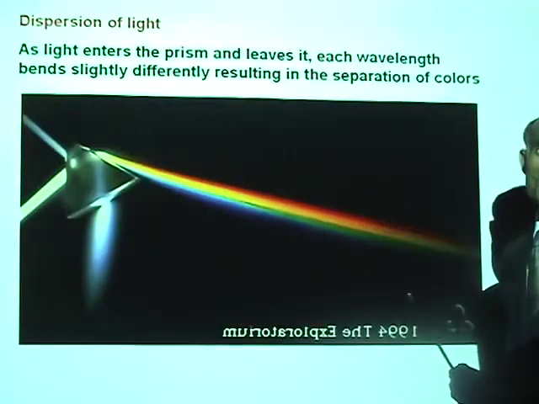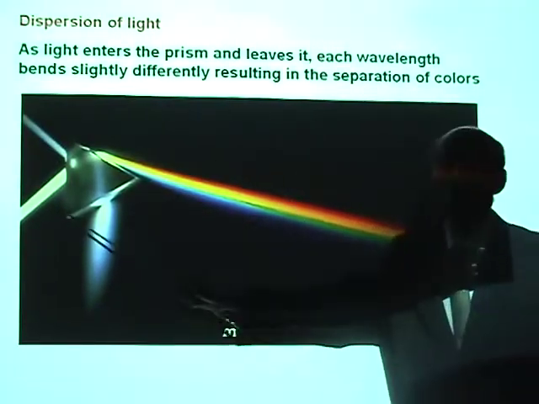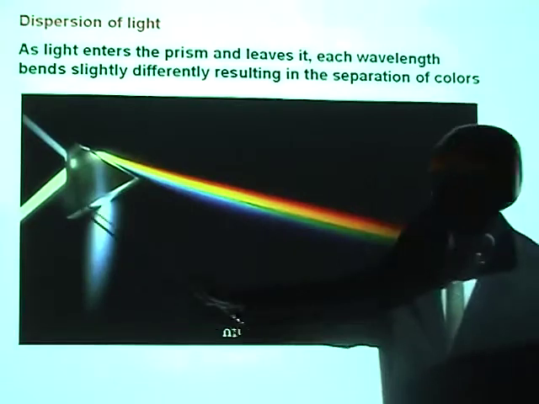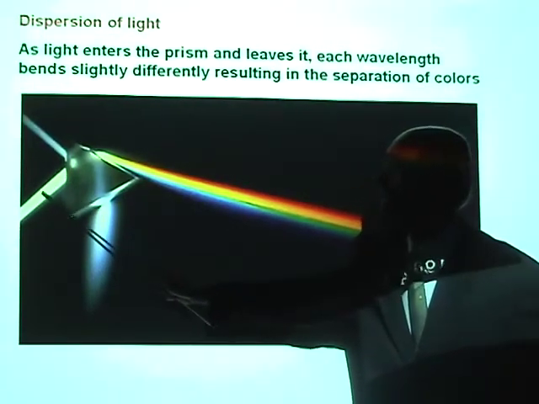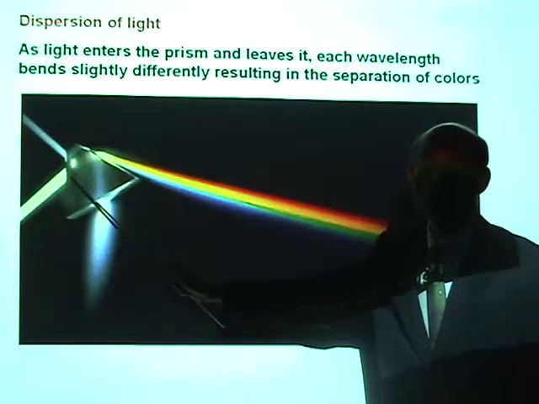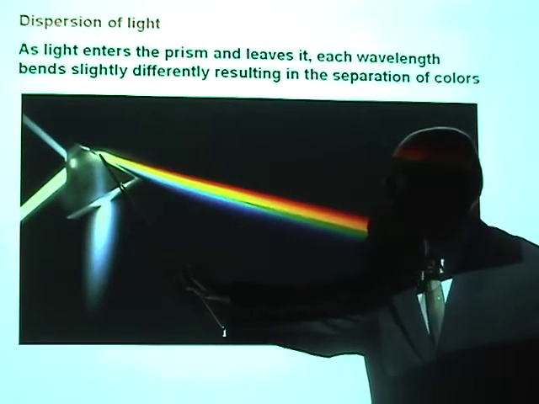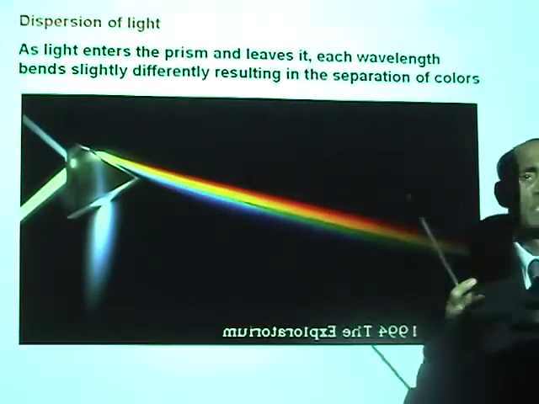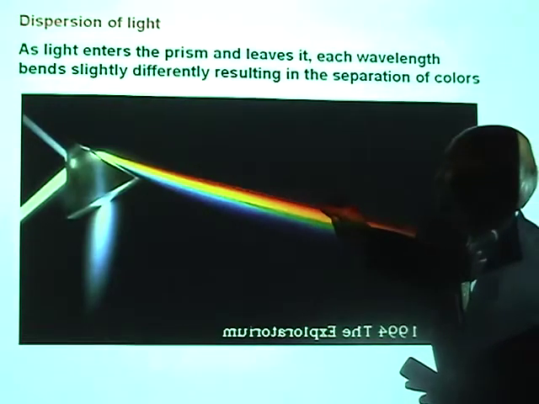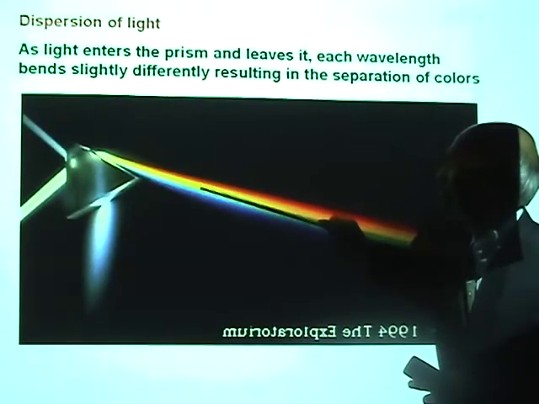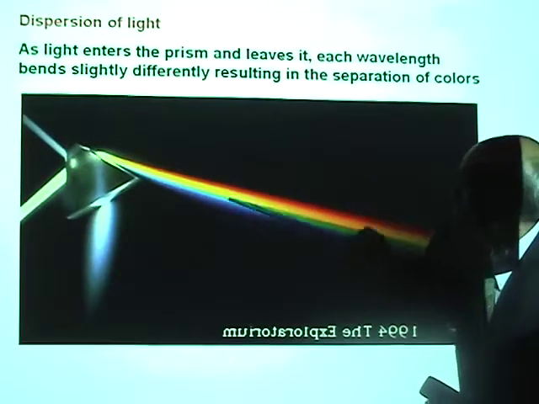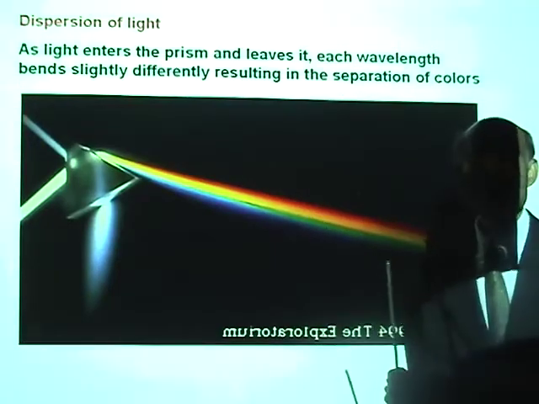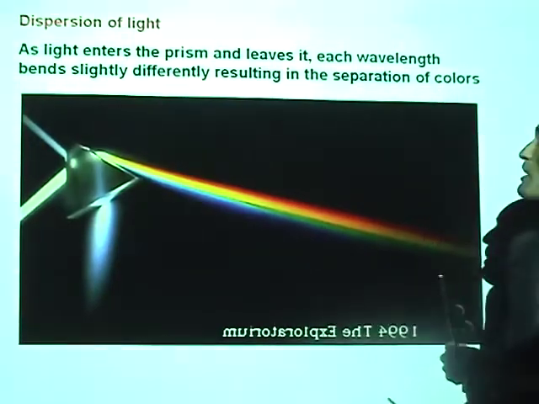Now, here I have a beautiful picture of it. I will not be able to show a spectacular demonstration like this. This is a beautiful picture. A white beam of light, white light entering one face of the prism. You can see it goes through the prism and comes out. It comes out in a dispersed manner. You can see red, orange, yellow, blue, green, violet. Isn't that beautiful? You have all those colors in there. And this process is called dispersion of light.